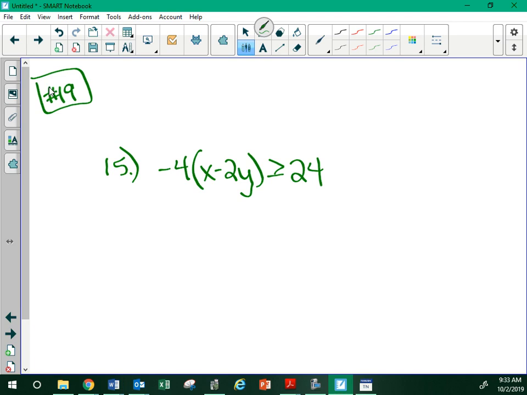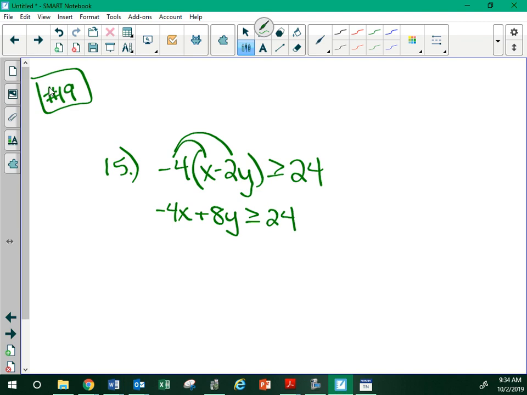Now, I need to take care of my distributing here. So I'm going to distribute. So we can go and write this down. -4 times x is -4x. -4 times -2 is a positive 8y. And so it's greater than or equal to 24.